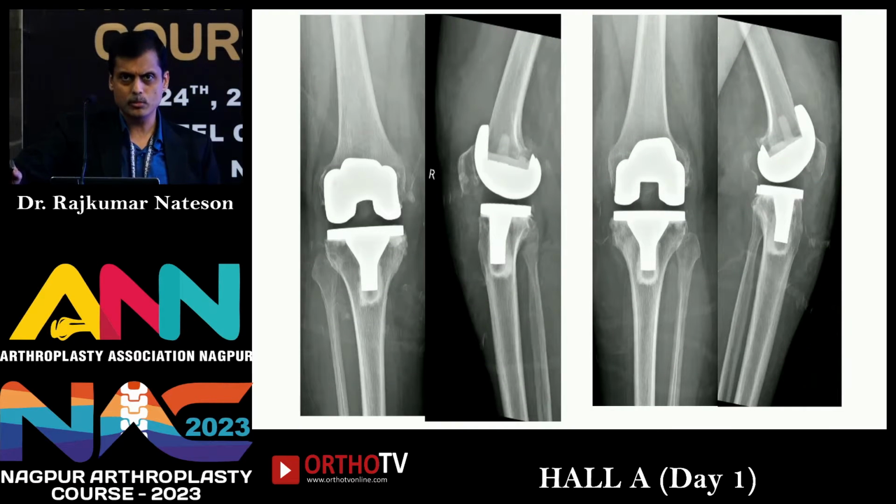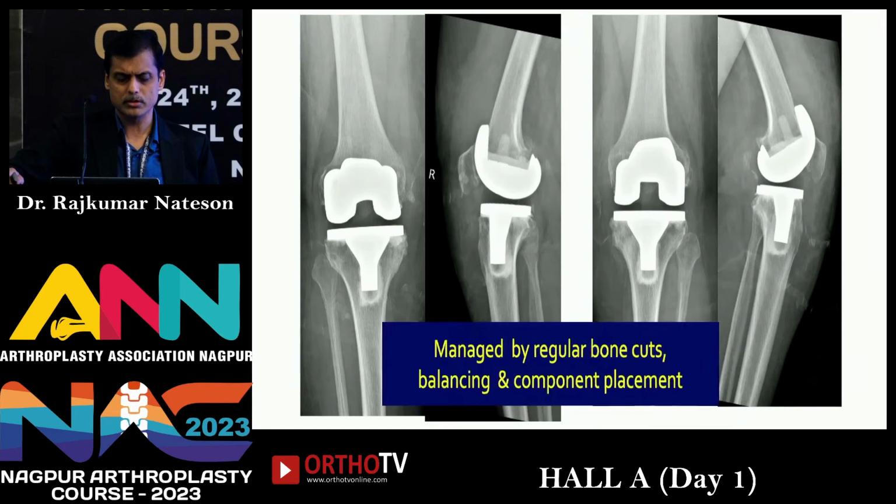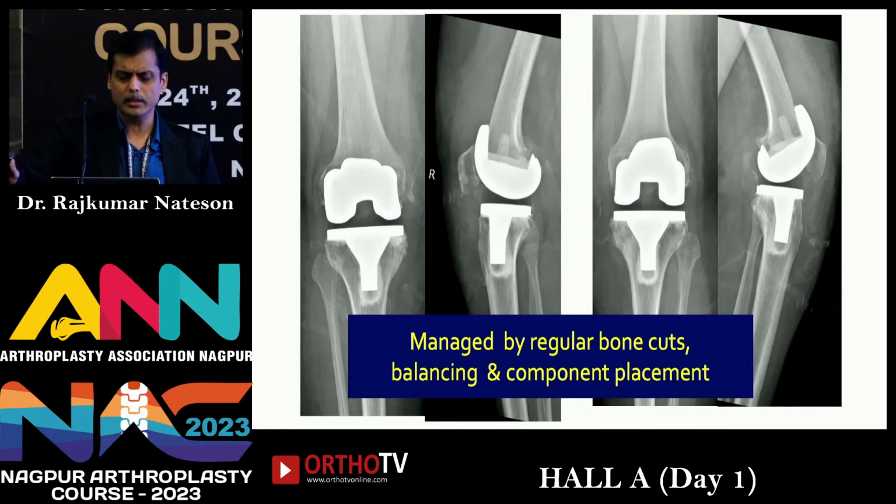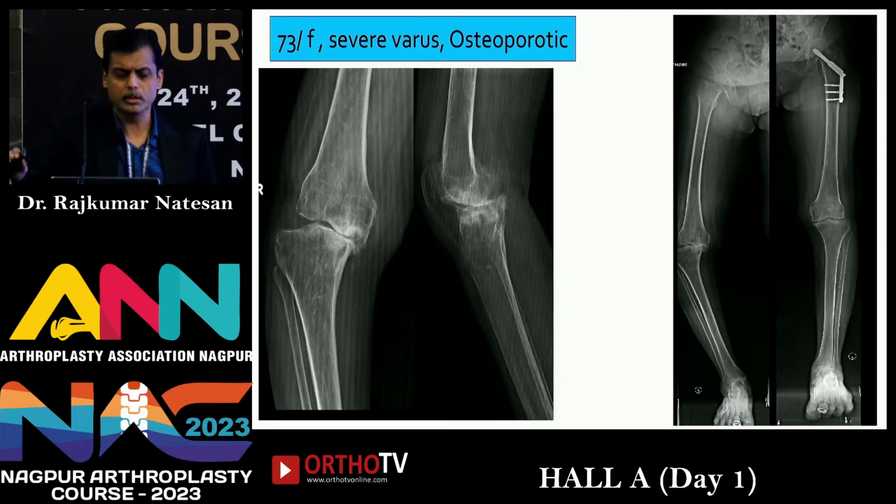A complex situation turns out to be a primary knee replacement surgery. It is managed by regular bone cuts, proper balancing and component placement. See here, I didn't make mention of the soft tissue. It just needs a balance between cuts and component placement, and that will solve the issue. We are not going to go into detail, but the most important thing is correct placement of the component with balancing.